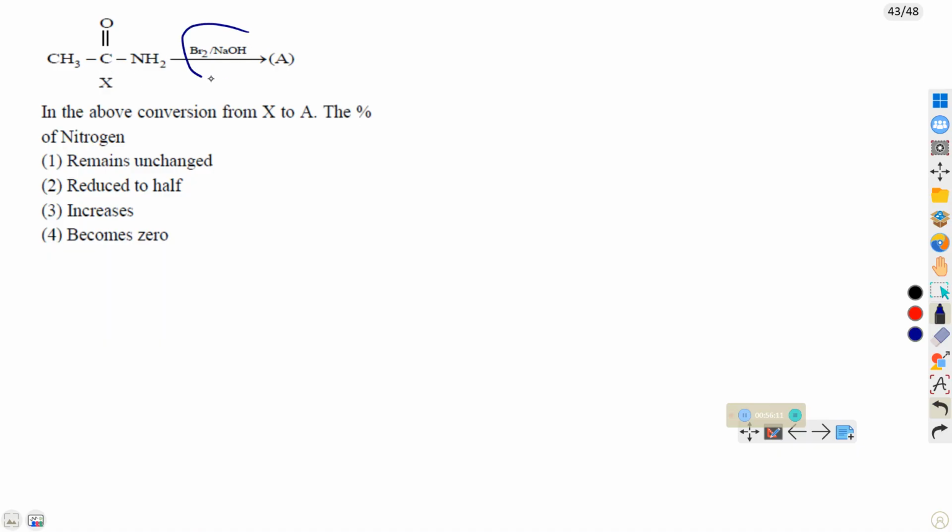CH3CONH2, bromine, NaOH, Hoffmann bromamide reaction. Then it gives primary amine. The product amine contains one carbon atom less compared with reactant. In the above conversion X to A, calculate the percentage of nitrogen. First CH3CONH2, molecular weight is 59 gram per mole. CH3NH2, molecular weight calculate, 31 gram per mole.